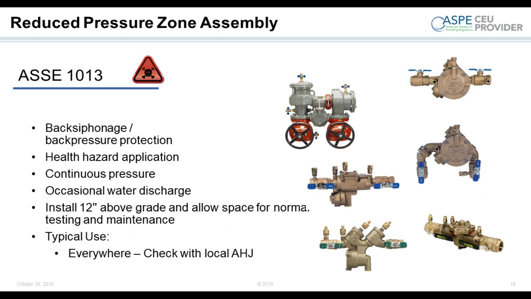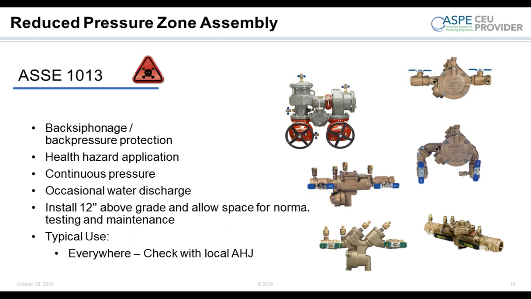It is a differential pressure relief valve. It's built to detect a reversal in water pressure that would cause backflow, at which point it'll open and allow contaminated water to flow to drain rather than back into the drinking water system. So as a result of this safety feature, it's approved for use in health hazard applications. It also must be installed 12 inches above grade, so you shouldn't find these in meter boxes underground, and proper drainage should be installed to handle discharge from the relief valve.